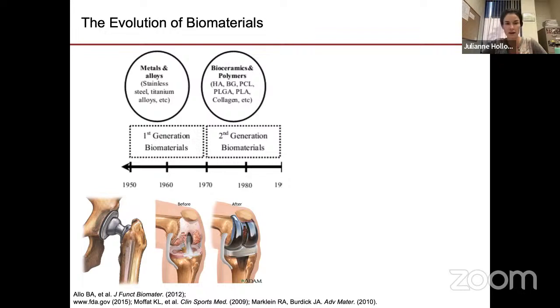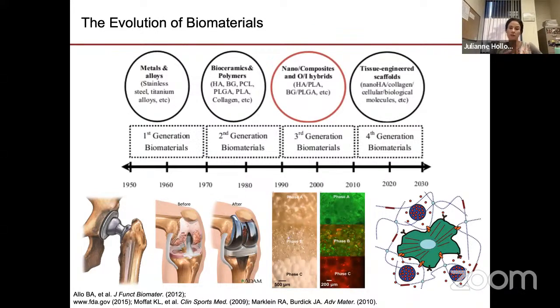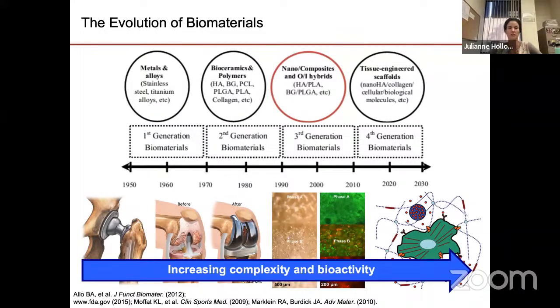To give a brief overview of the evolution of biomaterials over the past few decades, these biomaterials have really evolved from homogeneous metals and polymers to more bioactive and heterogeneous materials, materials that are now being designed to mimic the spatial and temporal complexity of our native tissues and to directly interact with cells in order to encourage the cells to differentiate and regenerate new functional tissue. And so you can see this increase in both complexity and bioactivity over time, and this shift from replacement to regeneration.